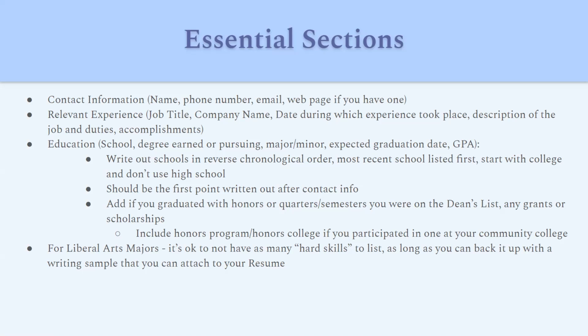You should also list out your education and write out your schools in reverse chronological order. So that means the most recent school goes first, and try not to use high school. If your GPA is pretty good, and that depends on your major, but probably something above like a 3.3, you should put that under education. And if you graduated with honors, you were in a university honors program, you're on the dean's list, make sure you mention that.